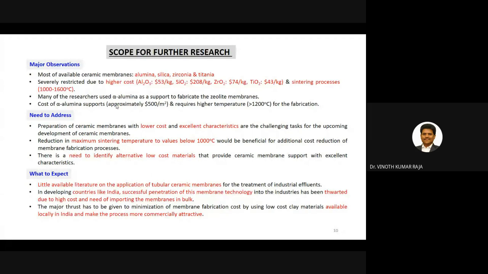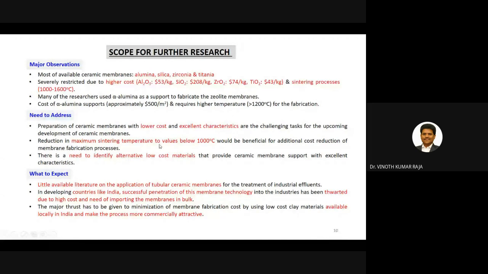So the alpha alumina support material costs approximately 500 US dollars per square meter. Also, it requires greater than 1200 degrees Celsius for membrane fabrication. So here, what we need to address in ceramic membrane research, since its application is wide and vast, especially for wastewater treatment, is the preparation of ceramic membrane with low cost and excellent characteristics.